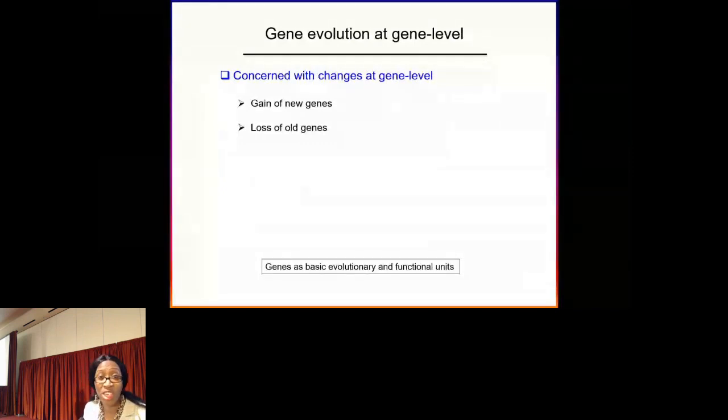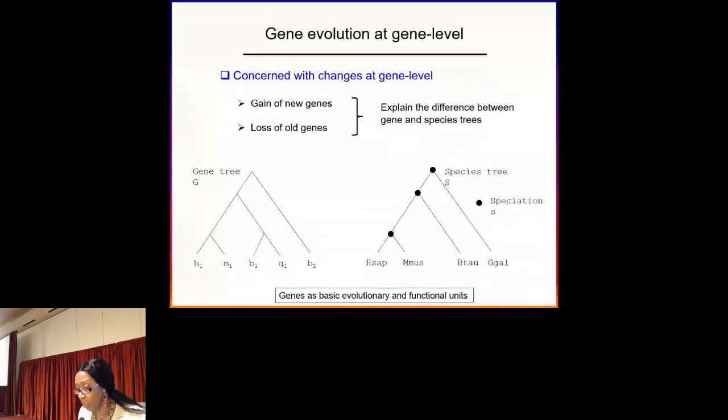Gene evolution at gene level is concerned with changes at gene level. So we're interested in changes such as the gain of new genes along evolution or the loss of old genes. And those events actually explain the difference between gene trees and species trees. For instance, here we have a representation of a gene tree with genes corresponding to four species: human, mouse, cow, and chicken.